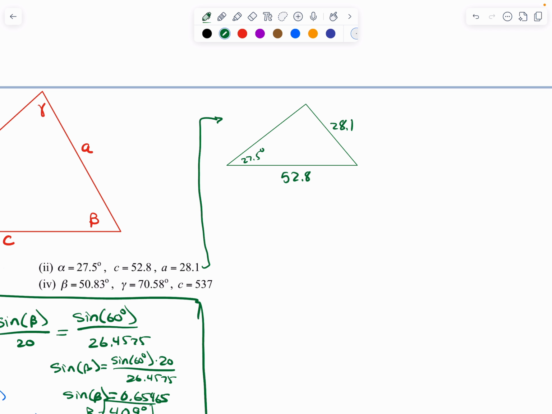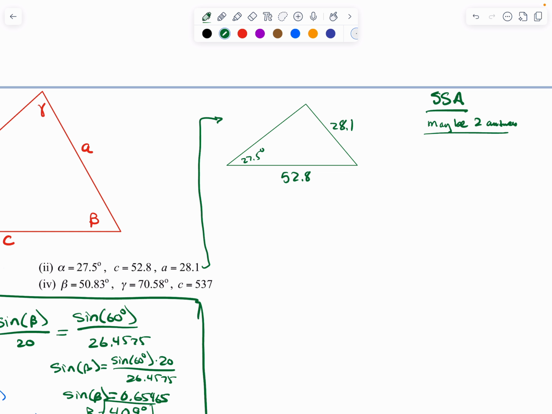Okay, so this is a side-side angle situation. And because it's a side-side angle situation, there may be two answers. So we just want to be aware of that. There may be two answers. There may be no answers. May be two answers or none. So let's find out what the situation is.